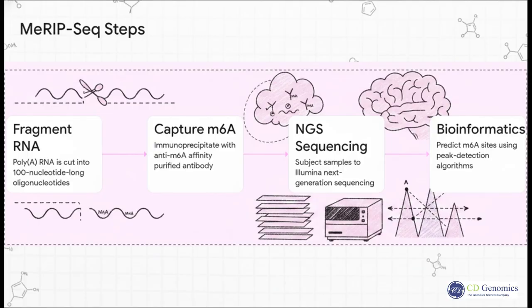Second, the IP sample goes through immunoprecipitation using an anti-m6A affinity-purified antibody. Third, both those IP and input samples are subjected to Illumina next-generation sequencing. Since the m6A can be anywhere along the fragments, we get multiple overlapping reads. And finally, powerful bioinformatics step in, using peak detection algorithms to accurately predict exactly where those m6A sites live.